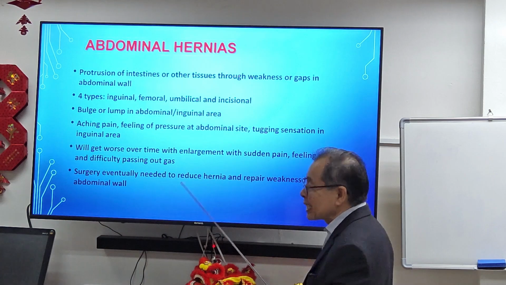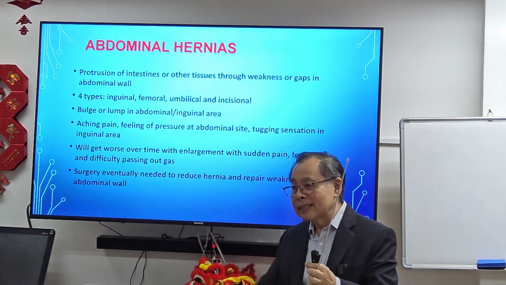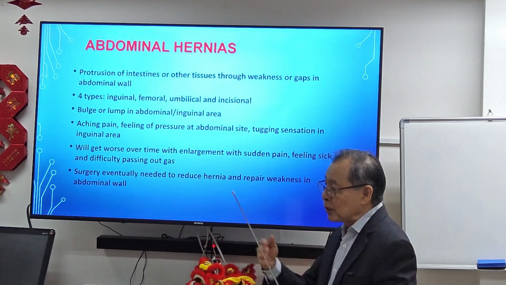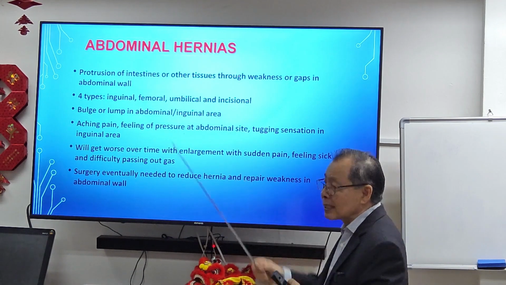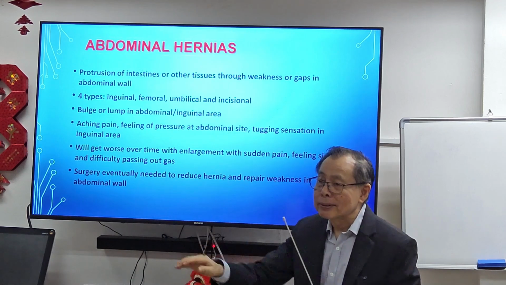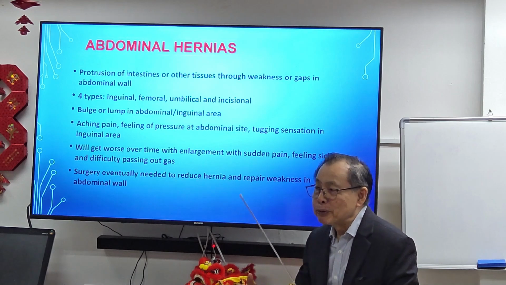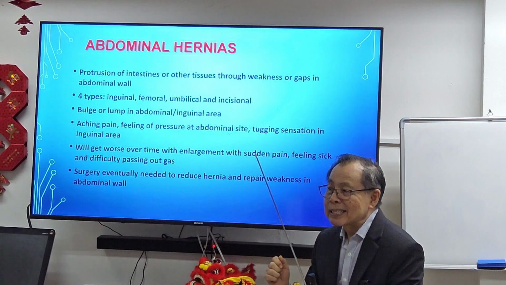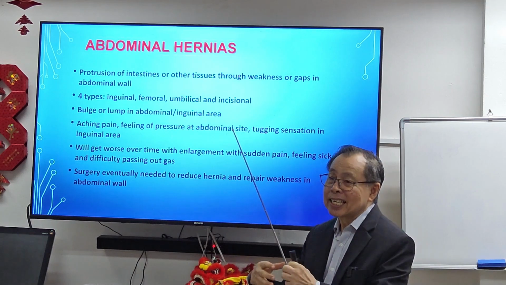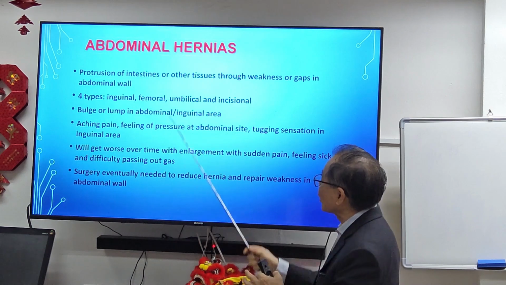Hernias are due to weakness in the abdominal wall. Your abdomen has a layer surrounded by muscle which protects it. So when there's a weakness in the wall, intestines can protrude, can kind of come out, because when you urinate or when you defecate, you put pressure on your abdomen, isn't it? You strain and the pressure in the abdomen rises. So if there's a weakness, the pressure can push the intestines out, and that's what happens.